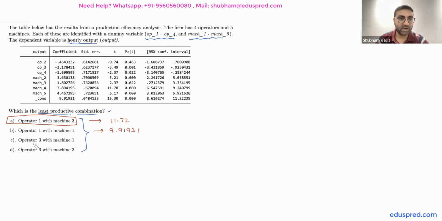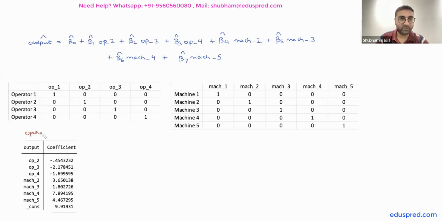The next combination is operator 3 with machine 1. So now we have to check for operator 3 using machine 1. Once again, you have to ignore these two dummy variables. For operator 3, this dummy is taking the value 0, this dummy will take the value 1, and this dummy will take the value 0. So this goes away, this is going to remain, and this also goes away.